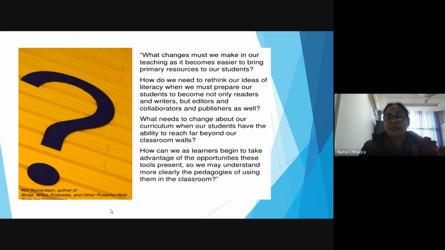So what changes must we make in our teaching as it becomes easier to bring primary resources to our students? How do we need to rethink our ideas of literacy when we must prepare our students to become not only readers and writers but also editors, collaborators and publishers as well? What needs to change about our curriculum when our students have the ability to reach far beyond the classroom walls? How can we, as learners, begin to take advantage of the opportunities these tools present so we may understand more clearly the pedagogies of using them in our classrooms?